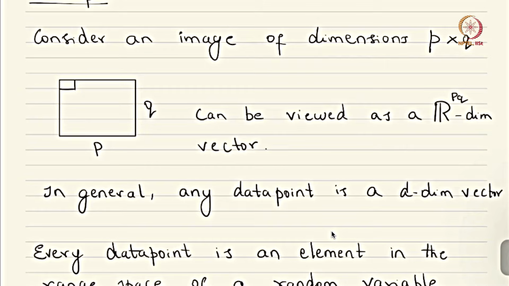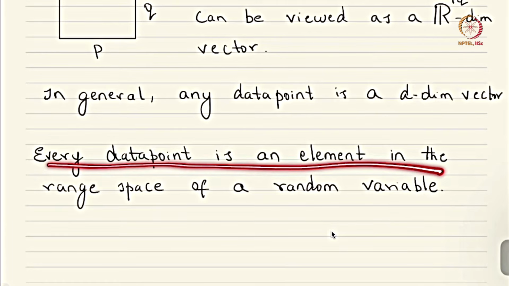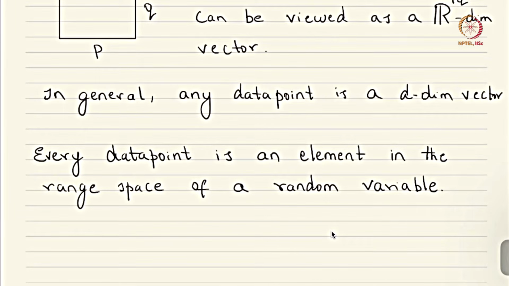See, in fact, as we move further in the course, I will show you that all the data points that we get in practice can be viewed this way. I already gave you an example of how a text can be viewed as a d-dimensional vector, and we will see more examples as we move on. But to concretize the idea, let us now start with one data type, which is an image, and which is a d-dimensional vector for all practical purposes. But what's important is the following: every data point is an element in the range space of a random variable. This is the take home message, this is the viewpoint that I want you to have.